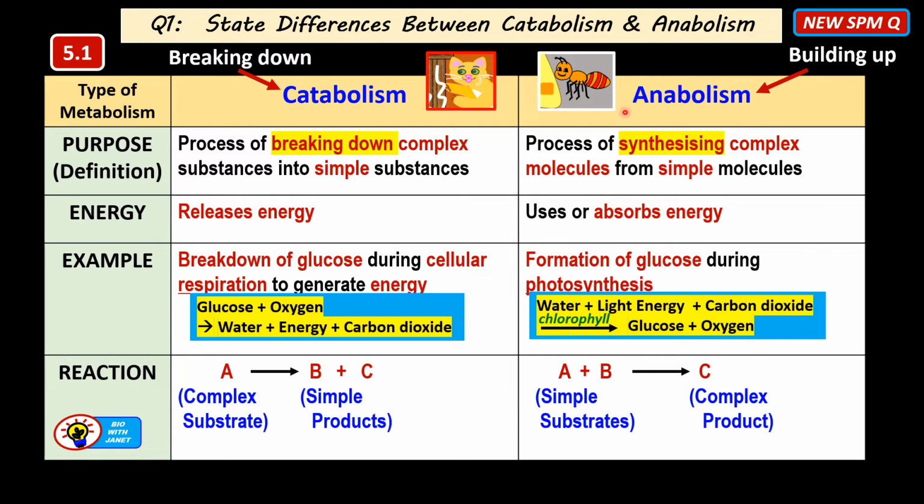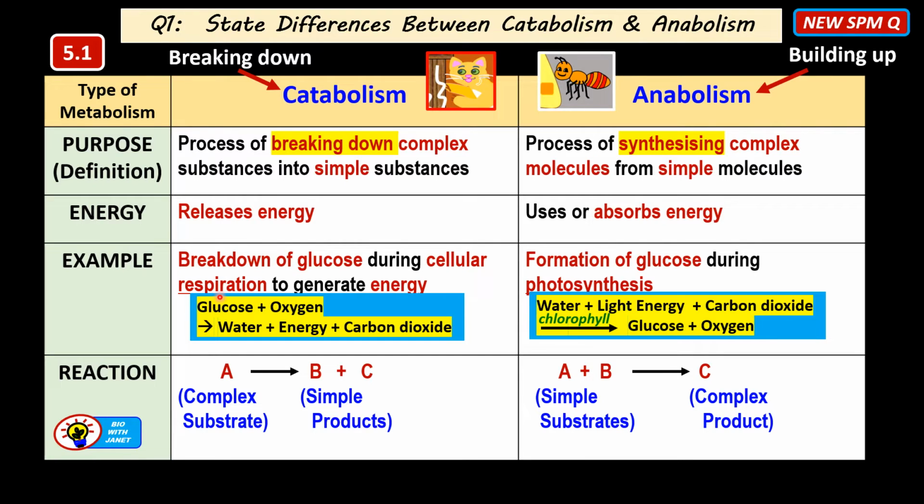Whereas for anabolism, think of the word ant. Ants build nests, so anabolism involves building up or synthesizing complex molecules. Now, what is catabolism? This is the definition: it's the process of breaking down complex substances into simple substances, and it releases energy. The breakdown of glucose during cellular respiration to generate energy is one example of catabolism.